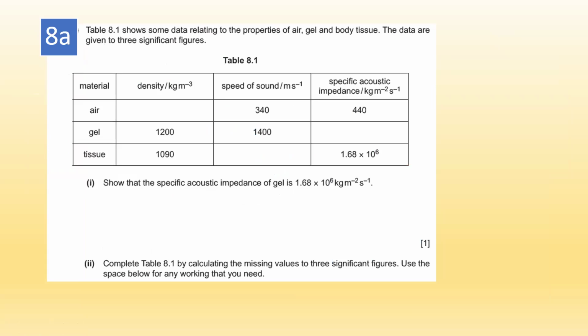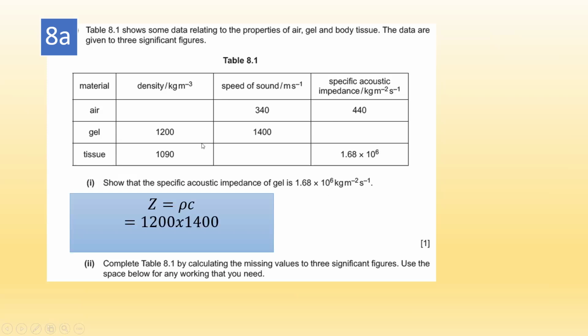Table 8.1 shows some data related to properties of air, gel, body tissue. The data are given to three significant figures. Show the acoustic impedance of gel is 1.68 times 10 to the power 6. Right? This one. So you just use your formula. Z is rho times c. Rho is 1,200. Speed is 1,400. That's what we have shown.